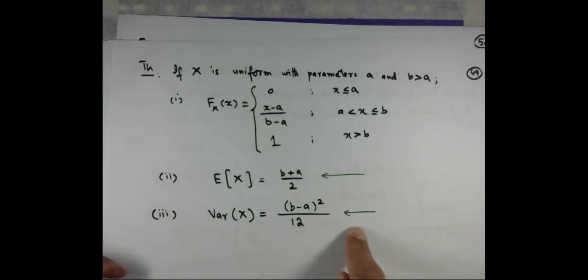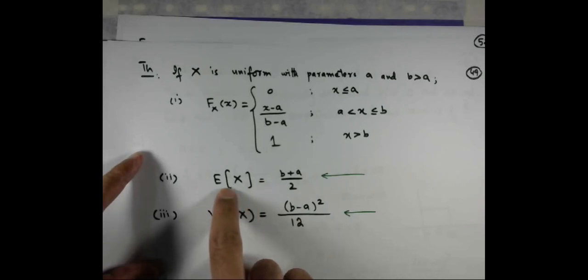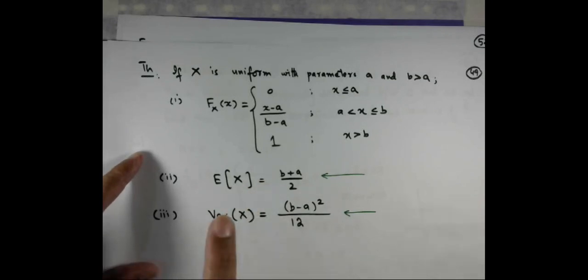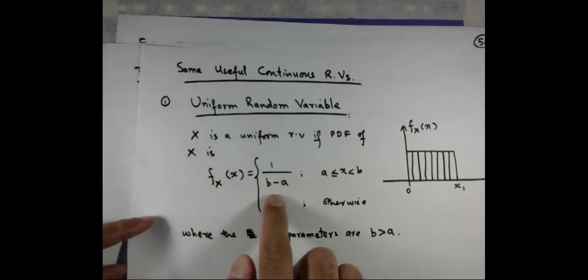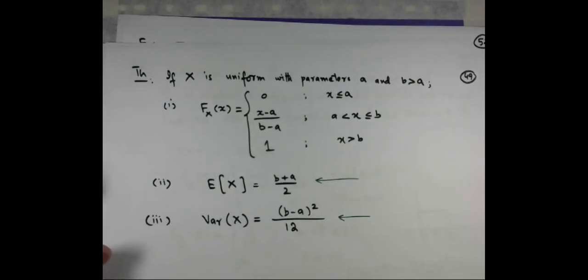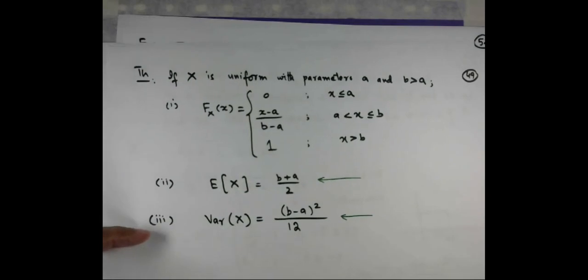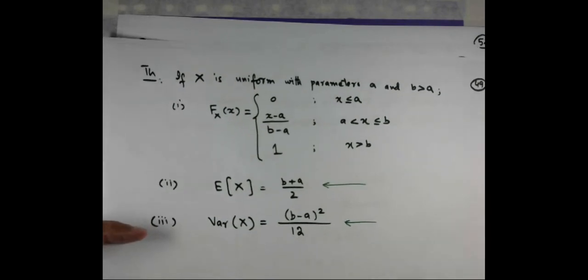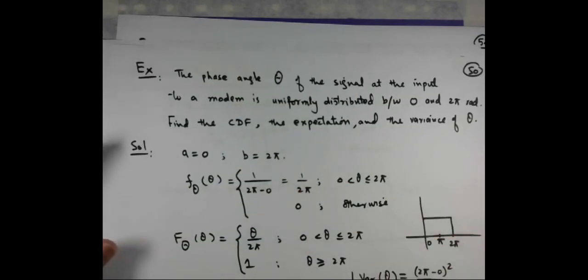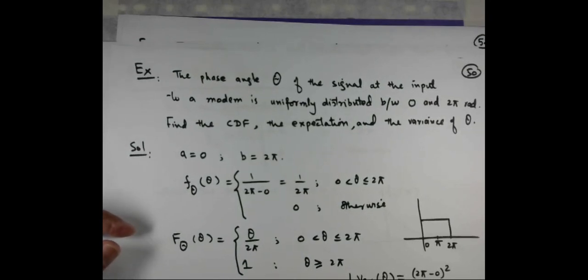I have given you the homework to find the expectation and variance of a continuous uniform random variable. Utilize this PDF expression to find the basic formulas for finding these two expressions. Then we did an example of a uniformly distributed phase angle at the input of a modem, and we solved that.